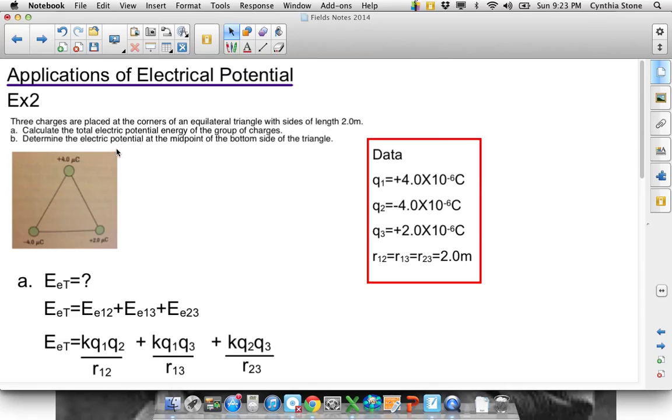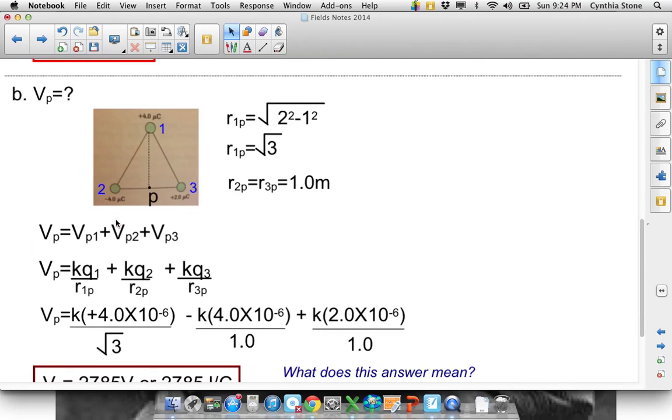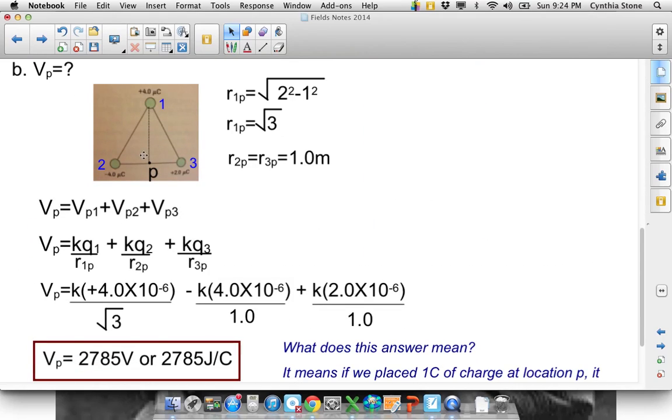Part B says determine the electric potential at the midpoint, like right down here. So I want to find electric potential, which is just V, not change in V, at this particular location. I'm calling it point P. I want to find V at point P.